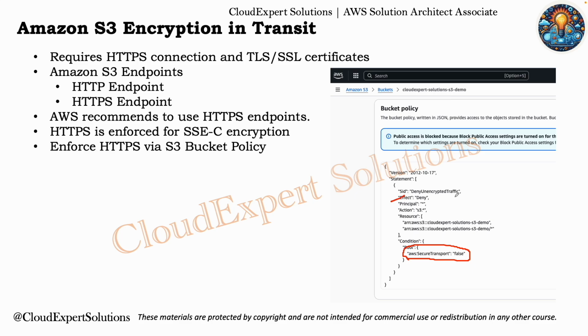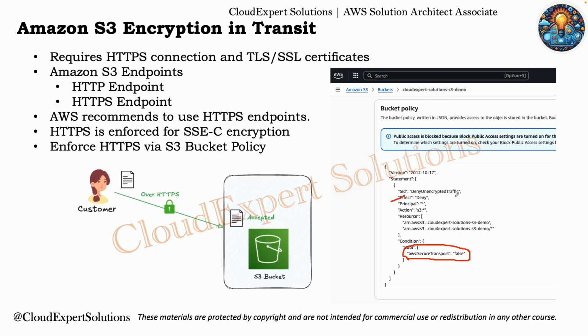Now let's understand using a simple diagram. Let's assume we have our customer. If the customer is trying to upload an object over an HTTPS URL, then that upload request will be accepted. However, if the user is trying to upload an object using the HTTP endpoint, then that particular request will be rejected and the user won't be able to upload the object.